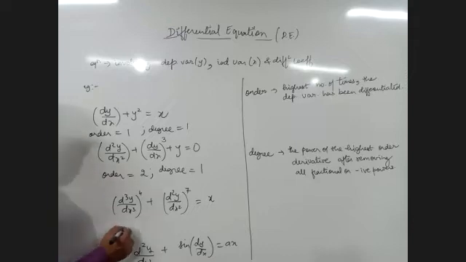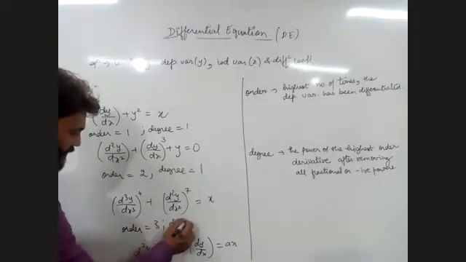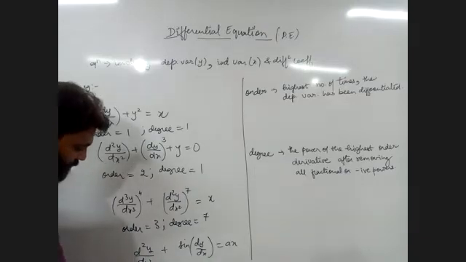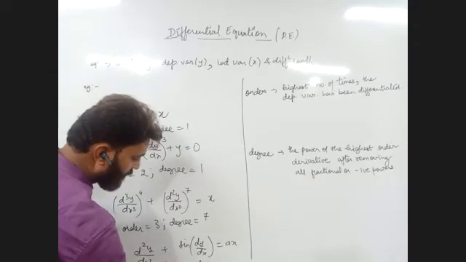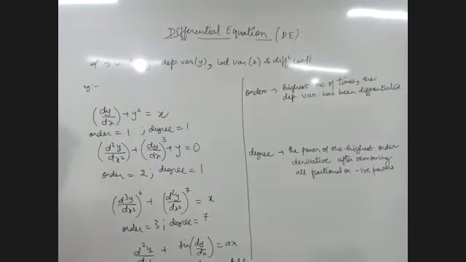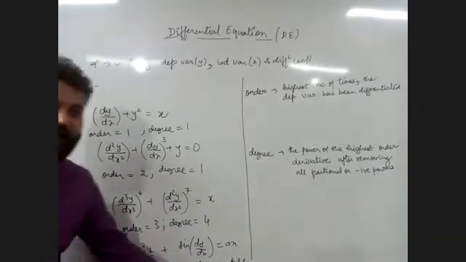What will be the order? 2 or 3? And what about degree? Not 7, right? What about order? 2. What about degree? Sorry, degree 4. Over here the degree is not defined.